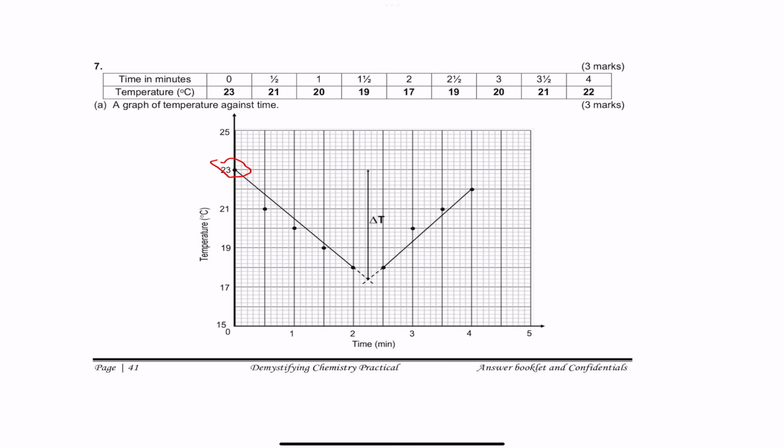There's also another mark for accuracy. For accuracy, we consider the initial temperature. Like the initial temperature here is 23, plus or minus 2 of the school value, because your teacher will also do the same experiment. Then there's also another 1 mark for the trend. The trend is, in a case like this, we expect the temperature to drop, then rise. Drop, rise. That is the trend, 1 mark.